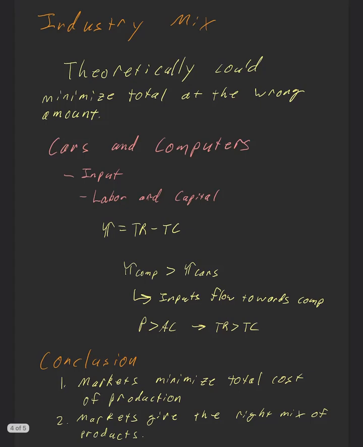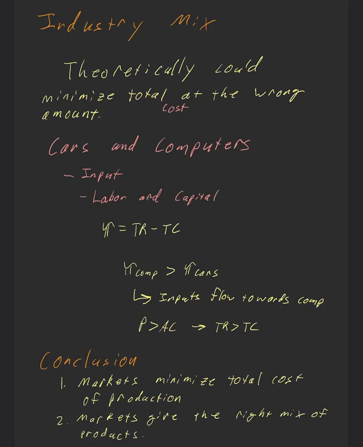Okay, what's the second thing that happens? Well, in theory, right, we could minimize the total cost, but we could do that at the wrong amount of the good. What do I mean by wrong amount of the good? The wrong amount of the good relative to the other goods that we would have, right? So in theory, we could say, yes, we minimize the total cost of producing 200 bushels of corn, but 200 bushels of corn is more than we really want. Well, that's the other thing that the invisible hand, the markets do, is they get us the right industry mix. Let's think for a minute about cars and computers.